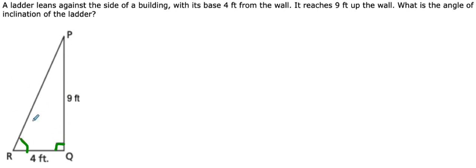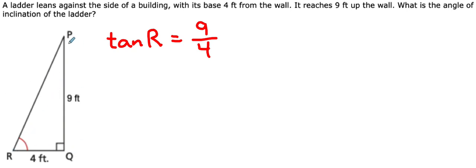So what do we do? Well, since we're looking for angle R, and you could label them whatever you want, we're looking for angle R, we know the opposite and we know the adjacent sides. So we're going to use tangent. And the tangent would equal opposite over adjacent, which is 9 over 4. So once you have your drawing done, once you have your triangle, you do it just like questions you've done before.